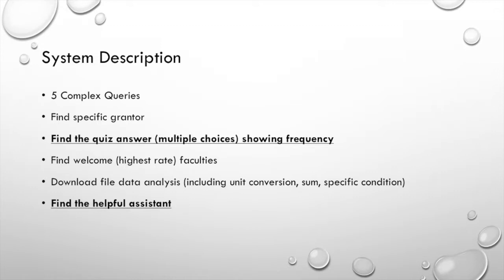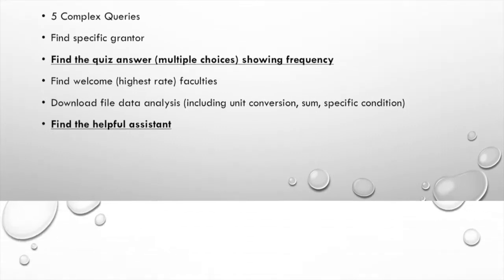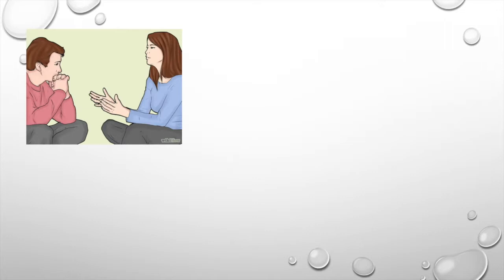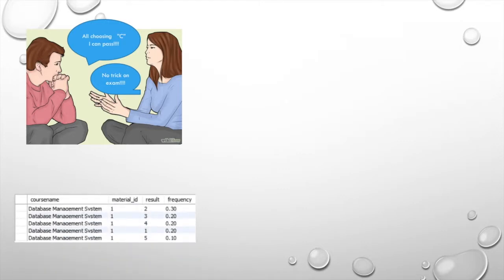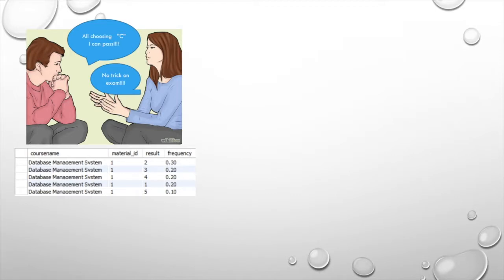Now, I will show you 2 really interesting examples. First, Tom is a lazy boy who always believes in a tricky way to do the exam, which means he always chooses C and believes that he can pass. However, his girlfriend told him that there is no trick on the exam, because she used the database to analyze the exam. The result: B is the highest frequency, but with only 30%, which means that if you choose one choice all the time, you can't pass the exam.